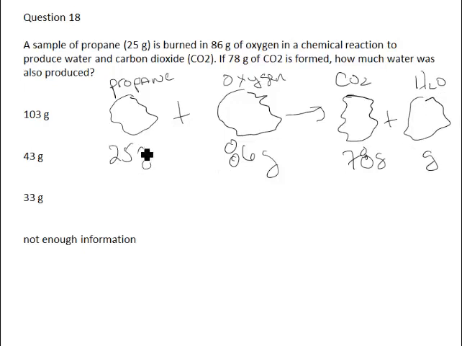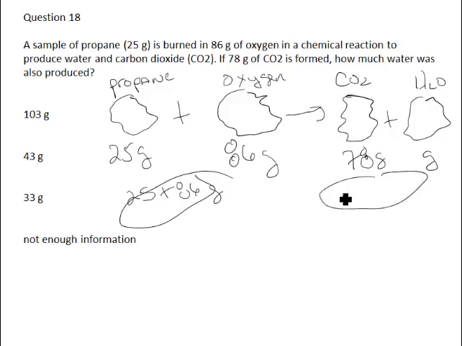Well, remember, this is a question really asking you, do you understand conservation of mass? I start out with 25 plus 86 grams over here. I have to end up with 25 plus 86 grams over here. The mass doesn't disappear. So I'm just simply going to take the total amount of mass on the left, subtract the 78, and that will tell me how much is left. So 25 plus 86 is 111. That's what I start with.